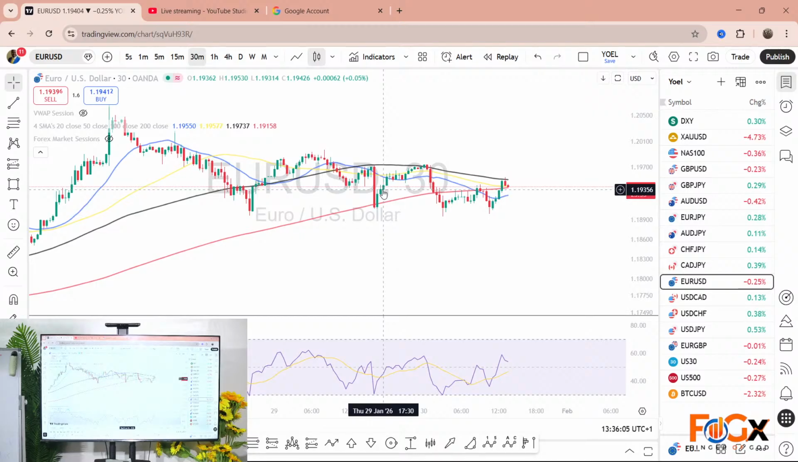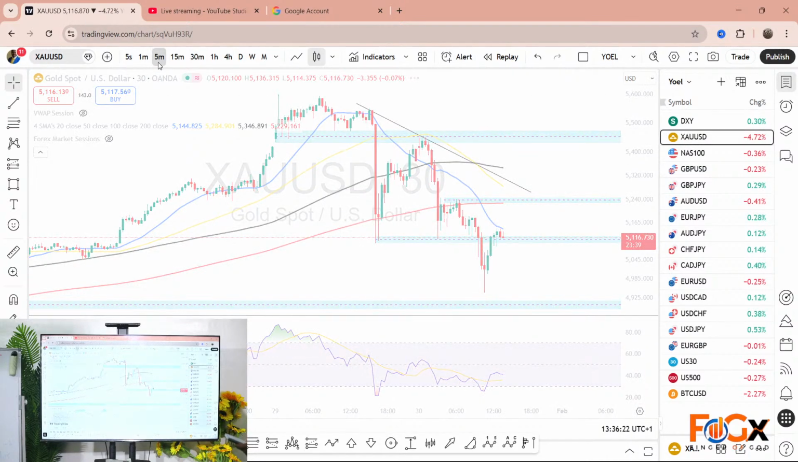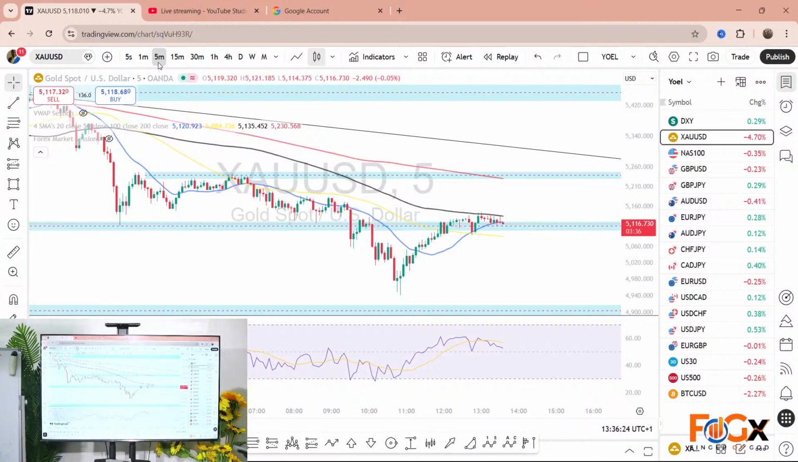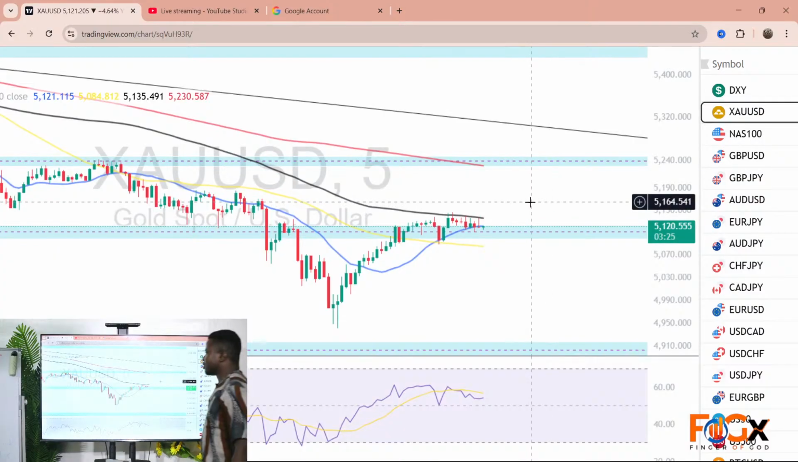You see, let me go to gold. Can you see why waiting is very important? See what has happened. That green candlestick was doing like you want to go up. Go to 5 minutes. Can you see? So as it is now, waiting is the best, until we see a very good candlestick.